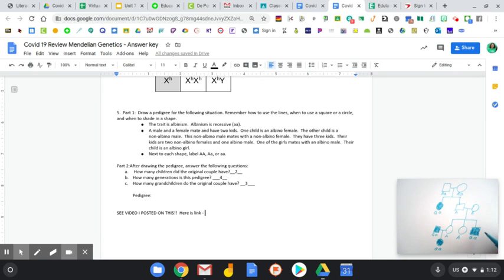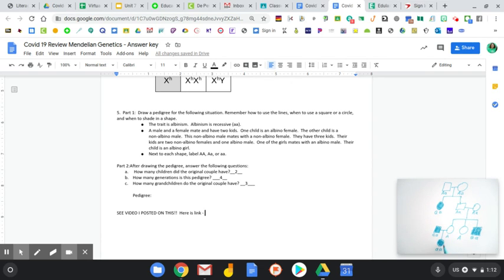Same thing for these two parents right here. These two non-albino ones don't really help me figure it out much, but this one right here, where did this son get these two little a's from? It had to have been from each parent. So that's their genotype.